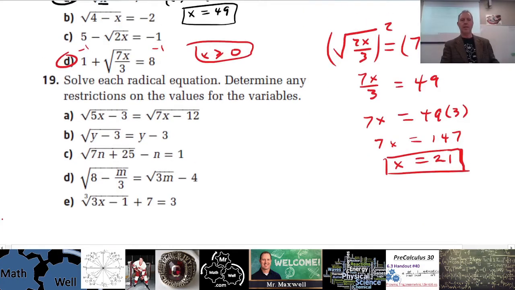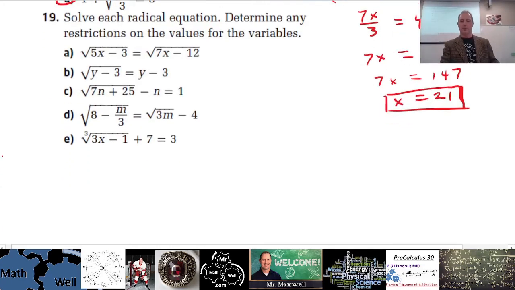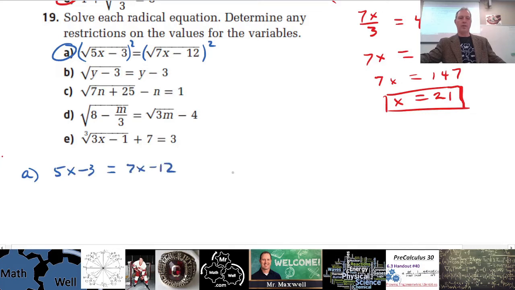All right, let's finally do 19. This is kind of the top level type question where we've got two radicals. So let's do, well, I'll do a first. If I have the radicals, they're actually both already isolated, so that's great. So let's just square both sides now. That's going to be nice and easy. This is going to be 5x minus 3 equals 7x minus 12. Got rid of both radicals with one step.